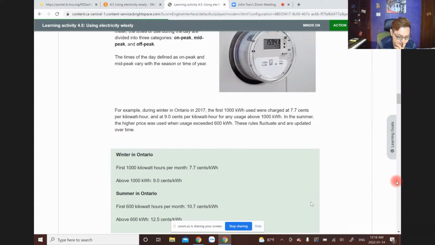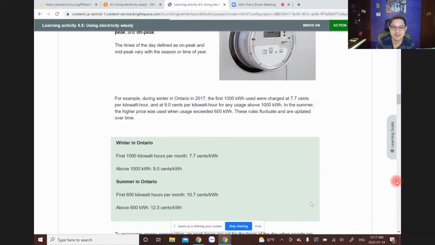Winter in Ontario, first 1000 kilowatts. There's a rule that if you use more than the first 1000 kilowatt hours per month, you have to pay more. This rule is basically to dissuade, or to persuade people to not use that much electricity. Basically persuading people to not use something, we call it dissuade.